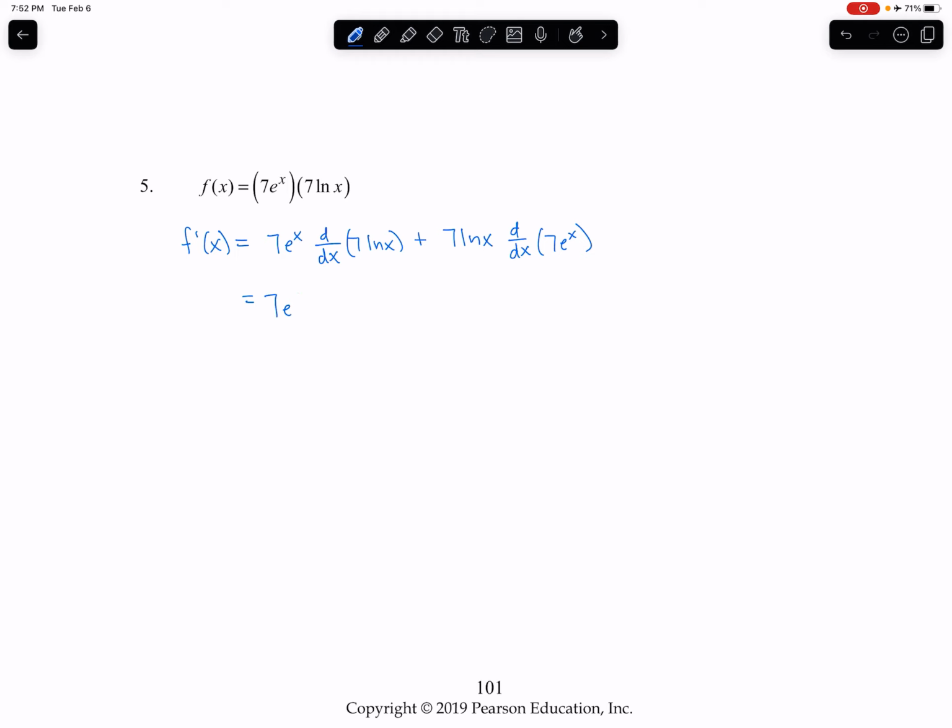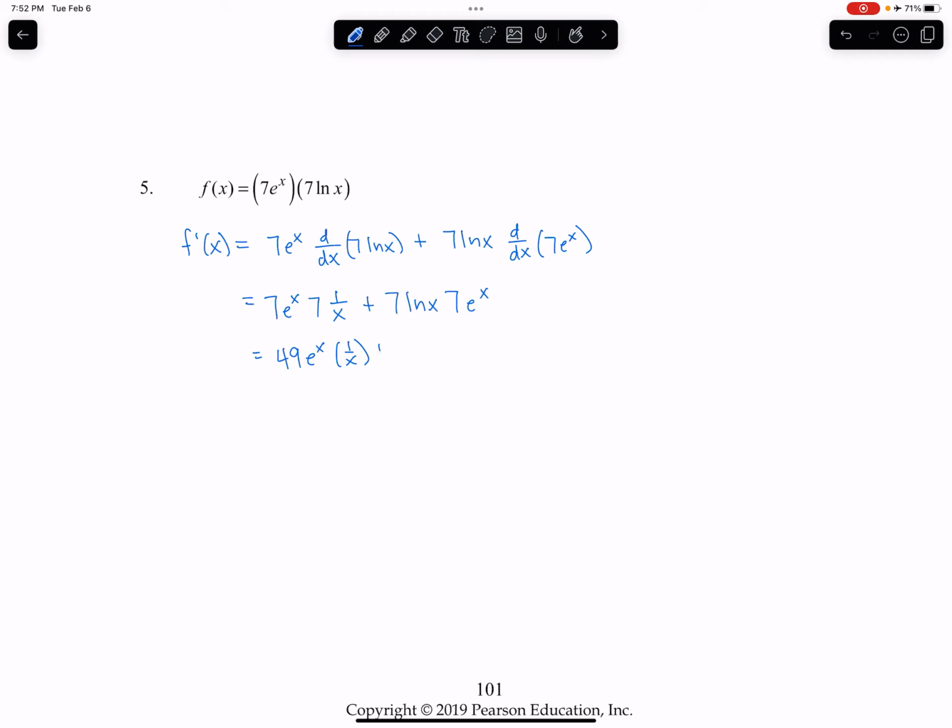Here we'll have 7e to the x. We'll pull the constant out front. The derivative of natural log of x is 1 over x, plus 7 natural log x, and we'll pull that constant out front. The derivative of e to the x is itself, e to the x. And so we have 49 e to the x times 1 over x plus 49 natural log of x e to the x.